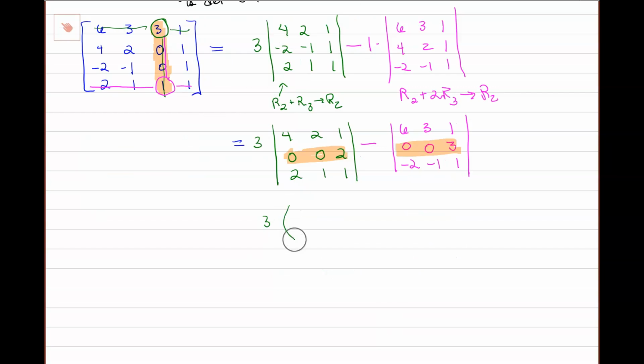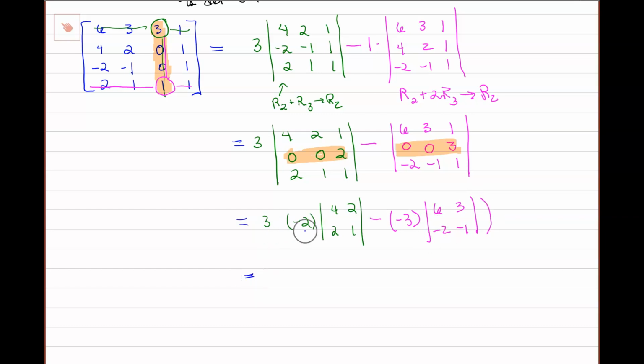So now I'm definitely going to do cofactor expansion along the 2nd row of both of these matrices. And for the first one, let's see, I have to think about my checkerboard. Plus, minus, plus, minus. So I'll have minus 2 times the determinant of 4, 2, 2, 1. And now same thing here. I am going to use that 3, so I have plus, minus, from my checkerboard, so I'll have minus 3 times the determinant of 6, 3, minus 2, minus 1.